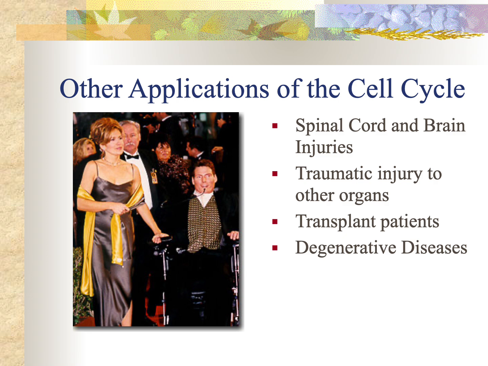This is Christopher Reeve. He had a spinal cord injury after a severe fall while horseback riding. If we could get cells to divide when we normally can't get them to divide, we could cure many of these diseases and injuries, and we could heal transplant patients and stop degenerative diseases.